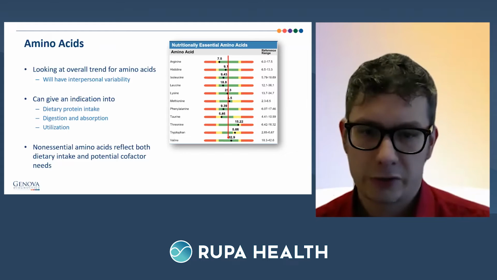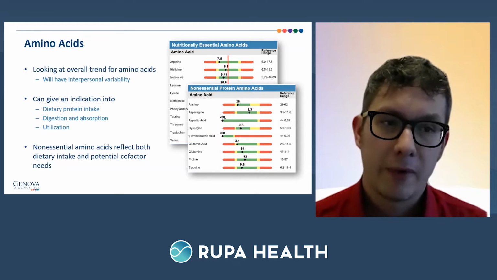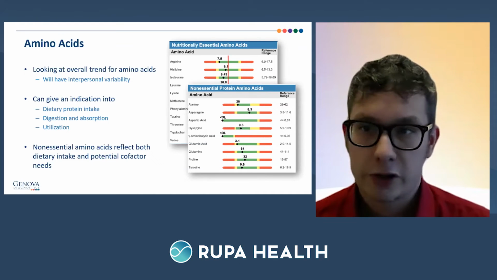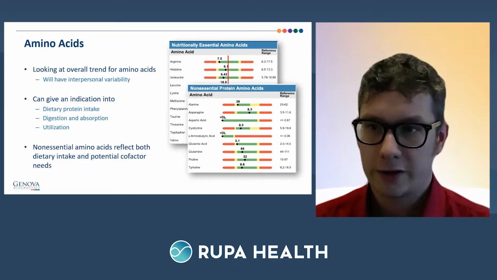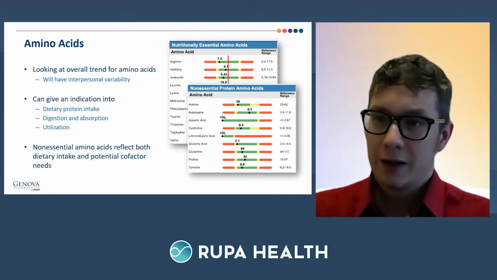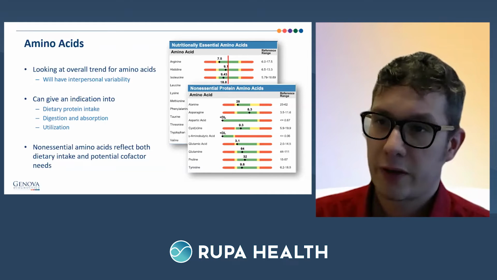We're looking kind of for that general trend. And then the non-essential amino acids are similar. I want to look for a general trend down the middle, but they can also tell us about potential cofactor movement, because at the end of the day, our essentials can be turned into non-essential amino acids with the right nutrition.